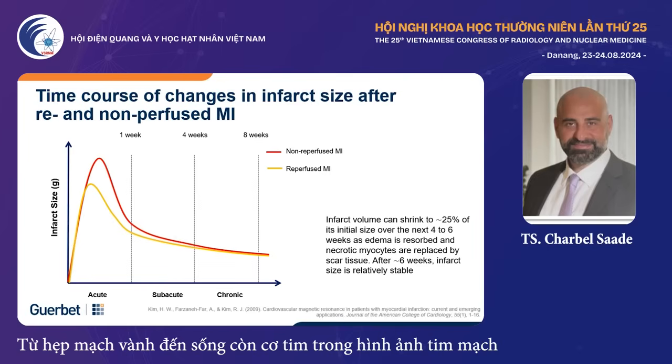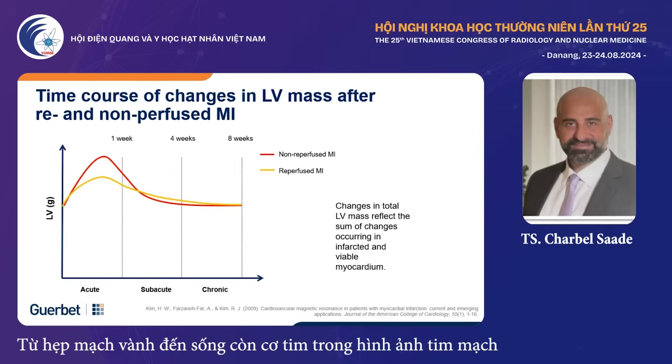Infarct volumes can shrink up to 25% of their initial size over 4 to 6 weeks as edema is reabsorbed and necrotic myocytes are replaced by scar tissue. After 6 weeks, the infarct size is relatively stable. Look at the left ventricular mass. Again, it's the same. After 4 weeks, it stabilizes. Otherwise, the left ventricular mass increases in size, and that's what we saw before in the T2 weighted sequence.